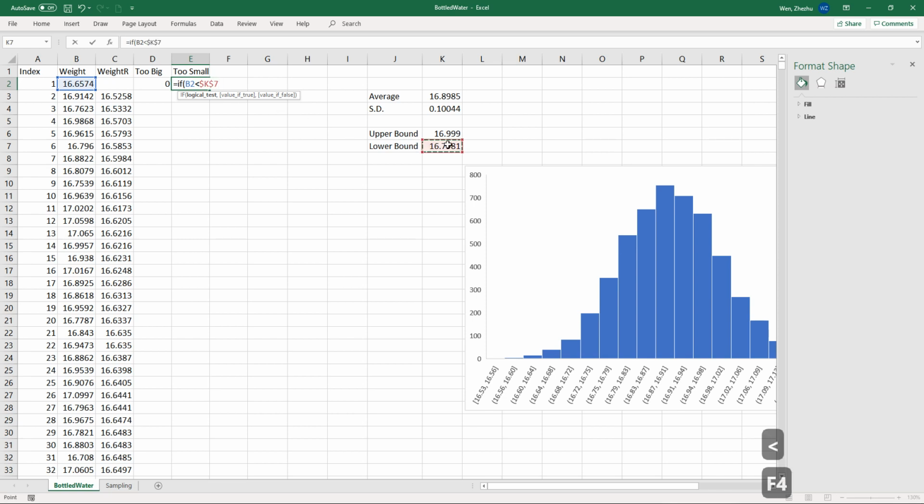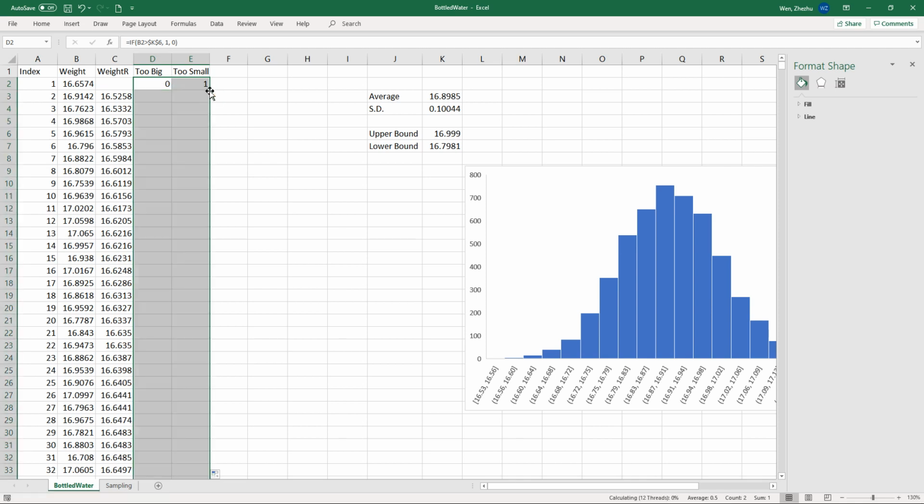Again, absolute reference. If yes, 1. If no, 0. Okay, so as you can see, this has been flagged as 1, meaning 16.65 is actually smaller than the lower bound. Okay, so highlight both of them and then double click the green dot at the end. Double click it, so you can see that a lot of observations here are either too big or too small because they're overflowed from the boundary that we have created.